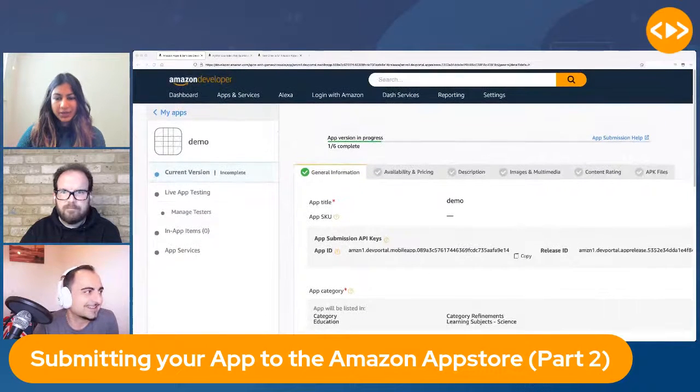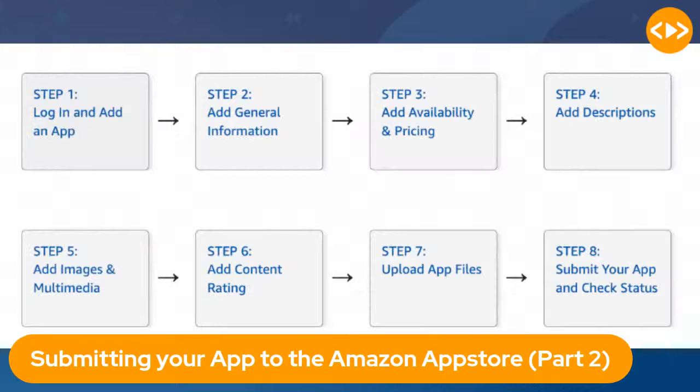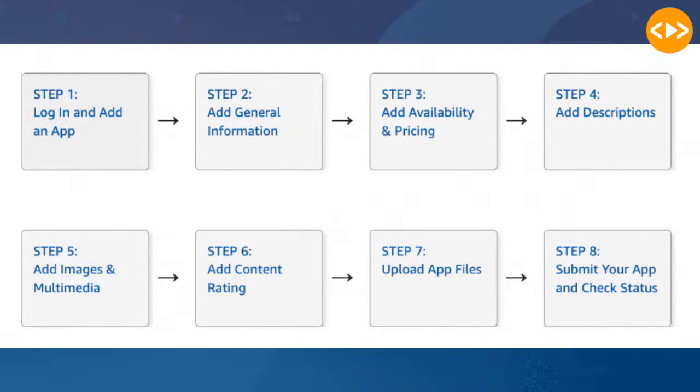Okay. Yeah. So before we jump in, I'm just going to put on screen the 8 steps we're going to cover today. As Gio said, the first step is obviously logging in and adding your app. Then we'll have to add general information about your app. Then we've got availability, pricing, the descriptions, the media, content rating, and finally the section where we actually upload our files. Once you do all this, you submit your app. You can then go in and check the status of your app, make sure that everything is running smoothly, and if there's any errors, go back and fix them.